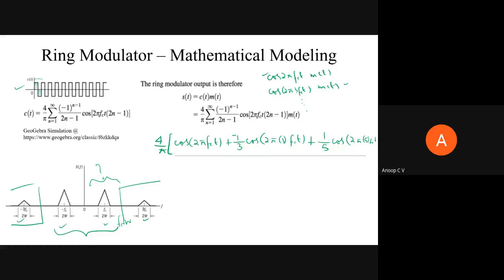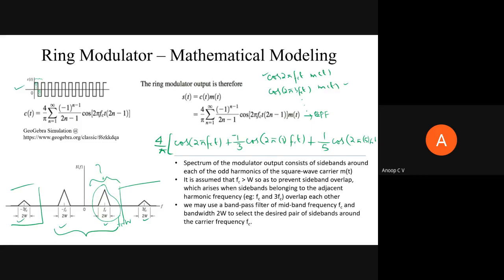So in practice, this S of t should be passed through a low pass filter, or sorry, a band pass filter, right? A band pass filter with center frequency fc and pass band from fc minus w to fc plus w to get the DSB-SC signal. This is a DSB-SC spectrum, right? So that's what I've listed down here.